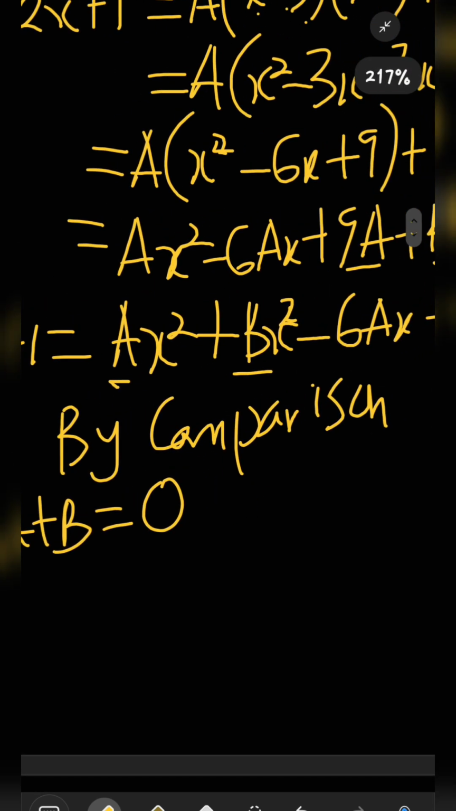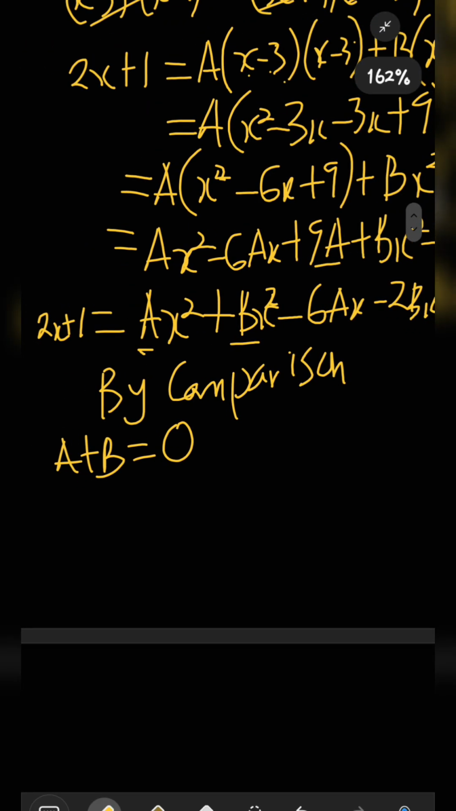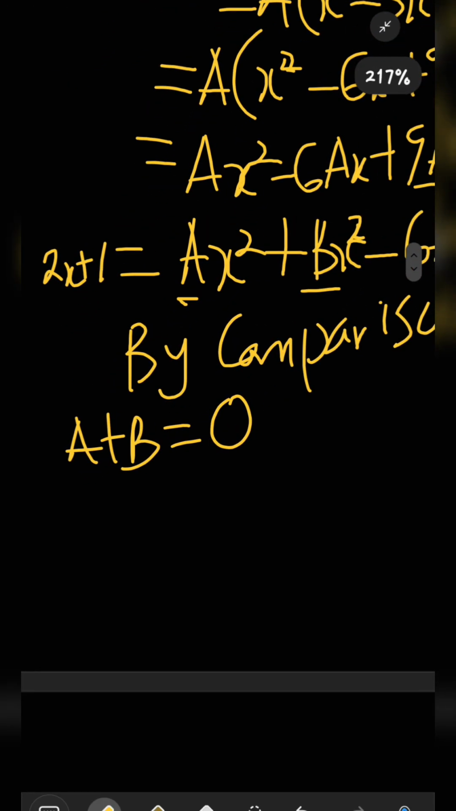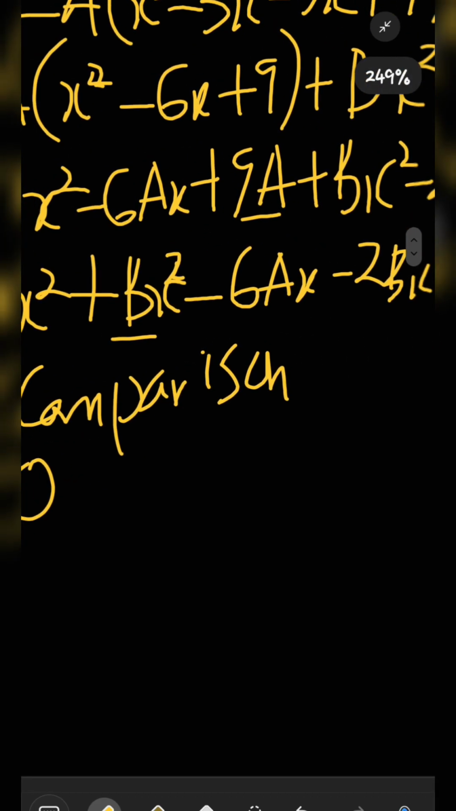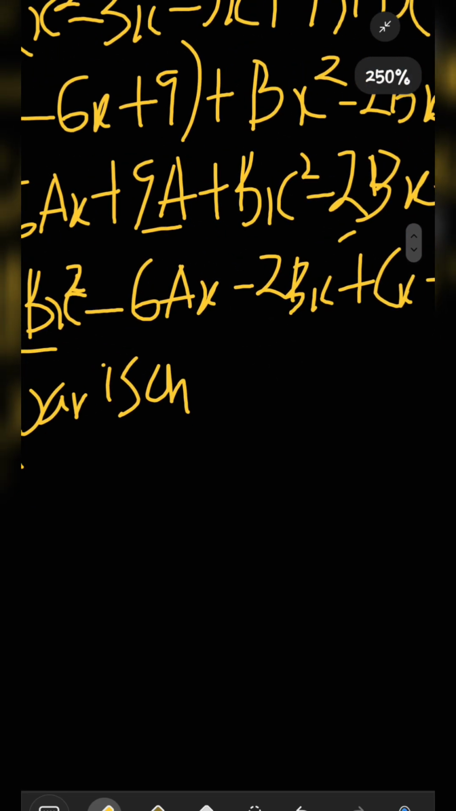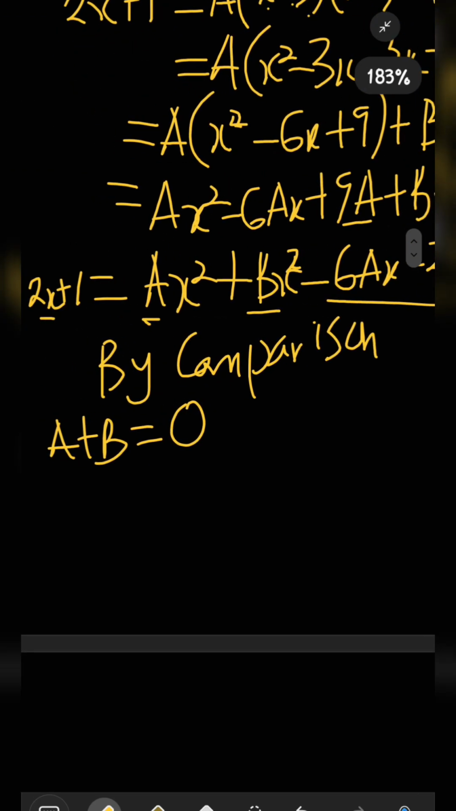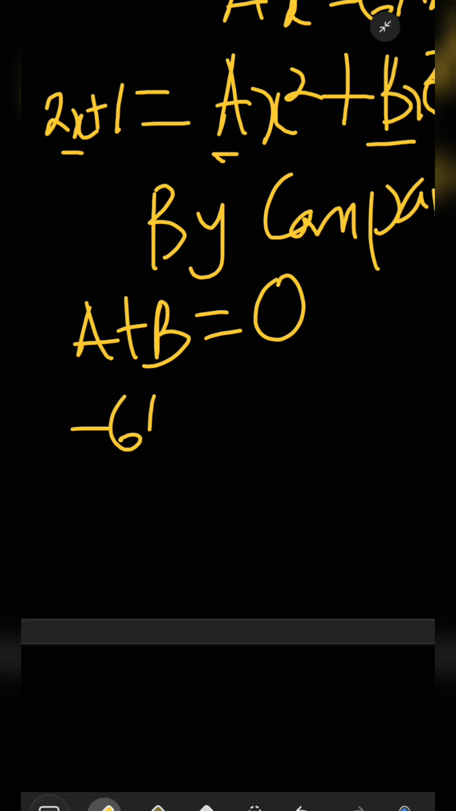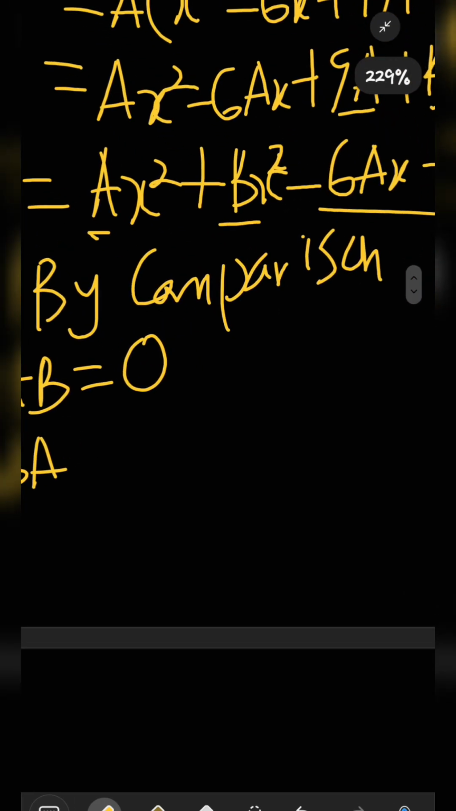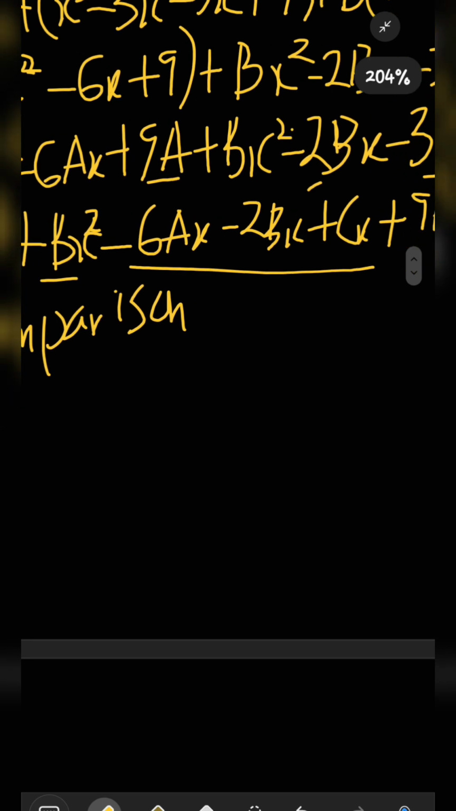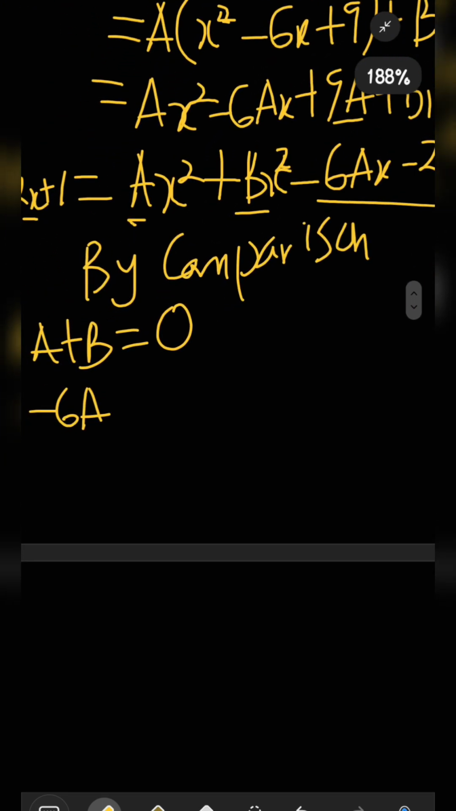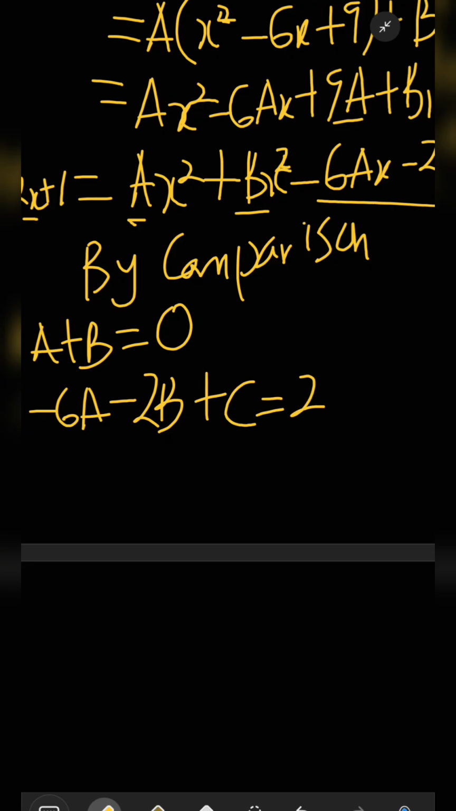Then for the coefficient of x, on the left hand side it is 2, but for that of the right hand side, this is what we have for the coefficient of x. We have minus 6A minus B plus C. We have minus 6A minus 2B plus C is equal to 2.